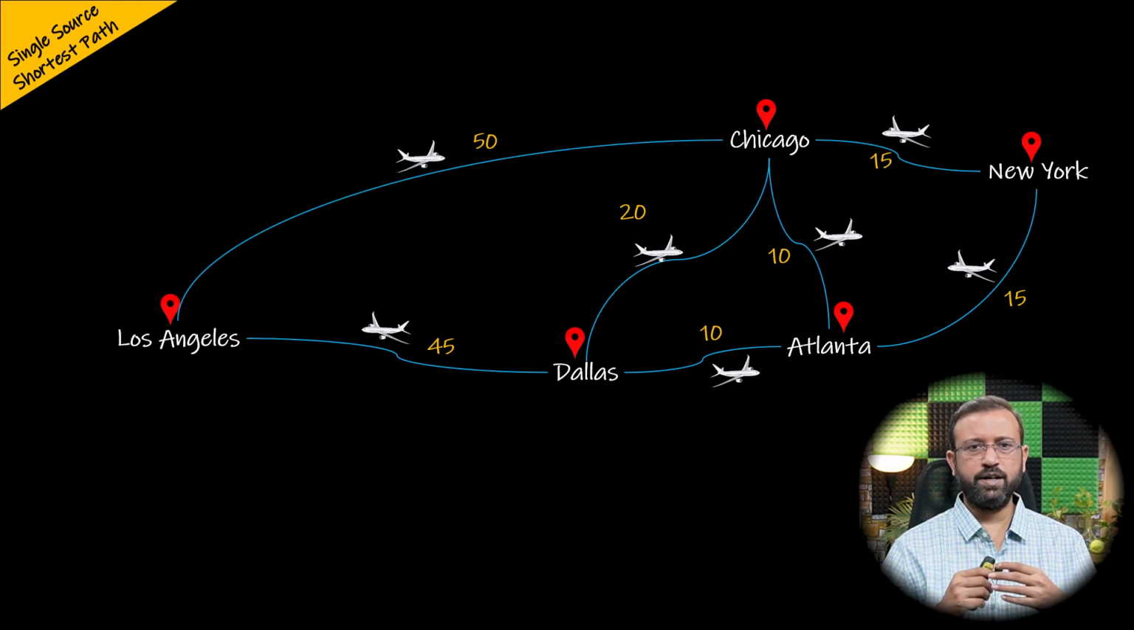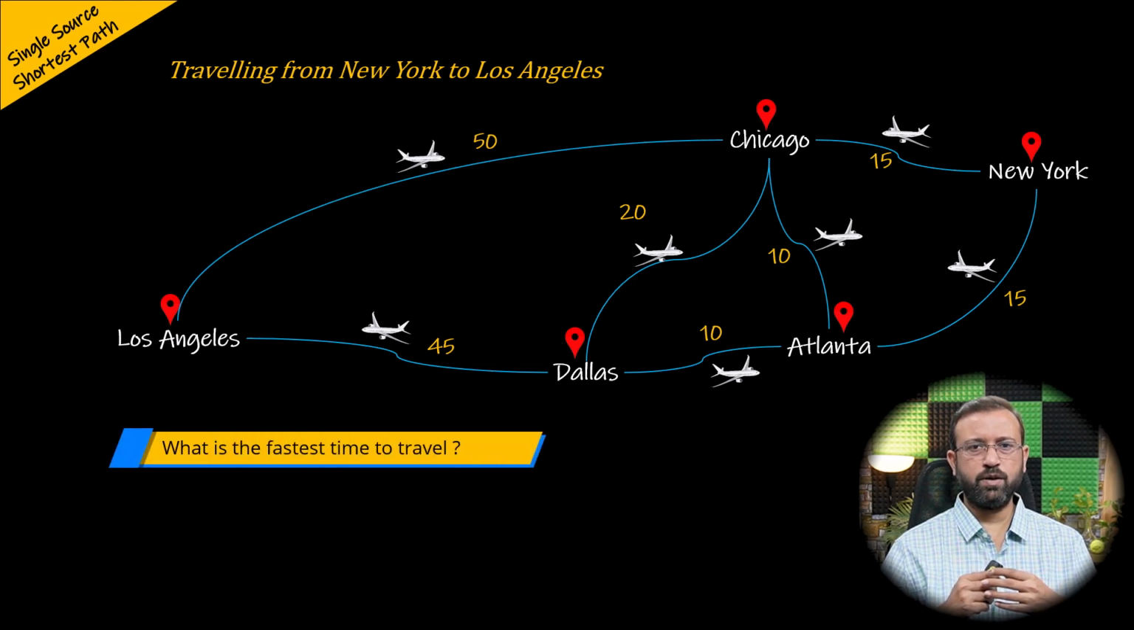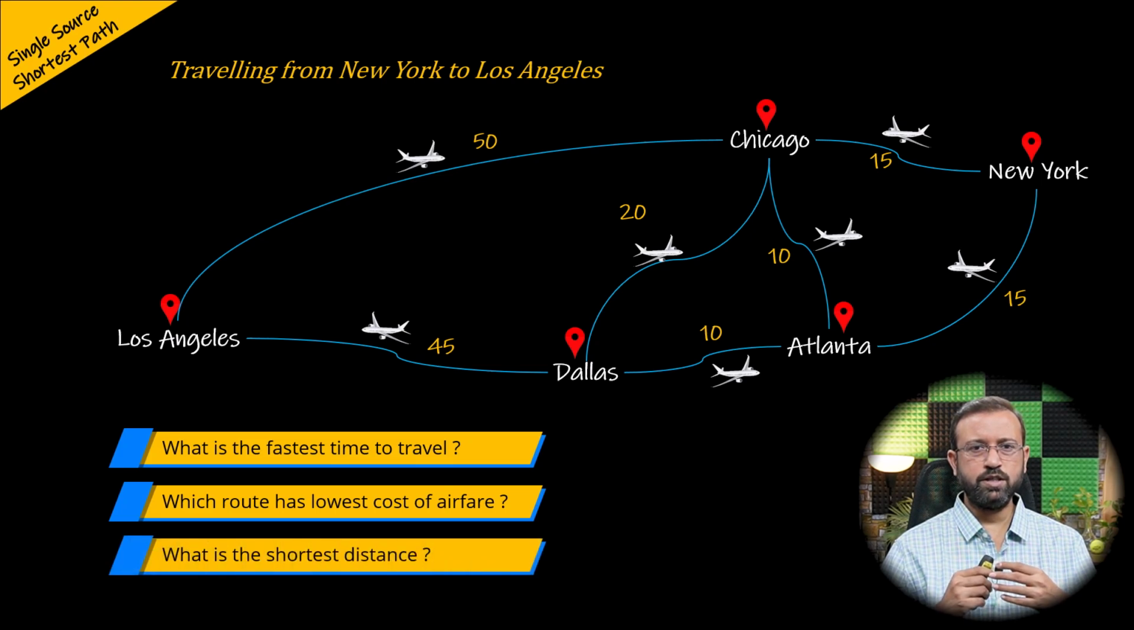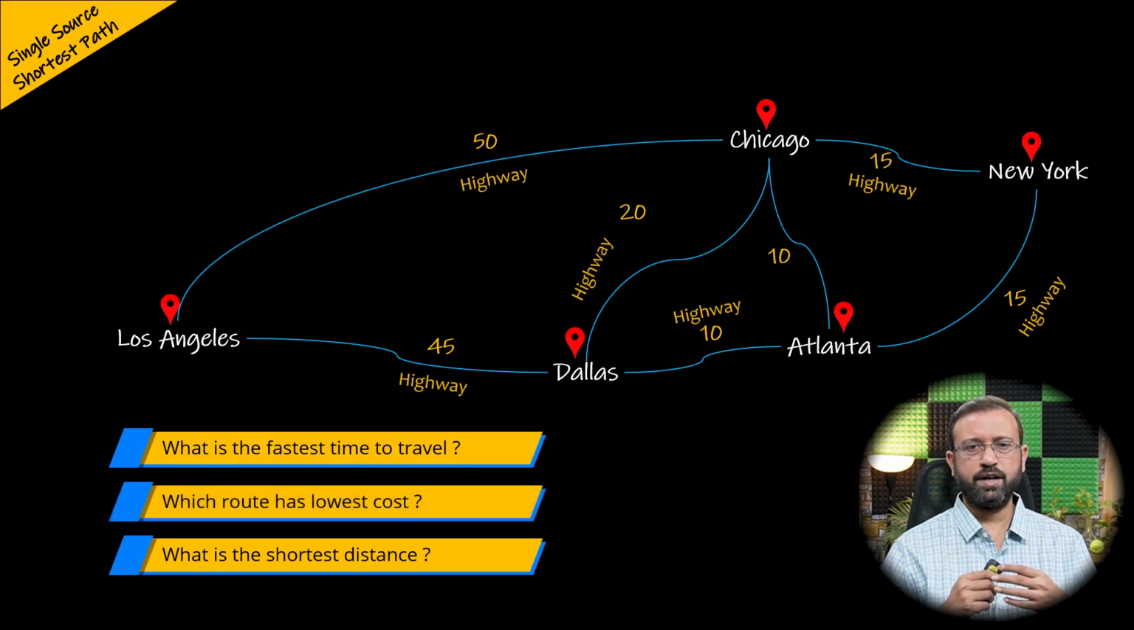So, if we are interested in traveling from New York to Los Angeles, we can use the graph to answer the following questions. What is the fastest time to get from New York to Los Angeles? Which route from New York to Los Angeles has the lowest cost of airfare? And what is the shortest possible distance traveled to get from New York to Los Angeles? Another example is that graphs can be used to represent highway structures, where vertices represent cities and edges represent highways.